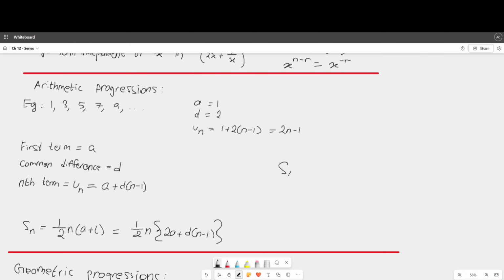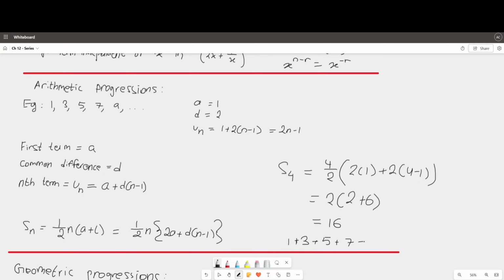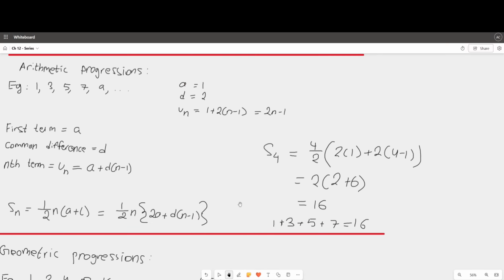Let me just give you an example. Let's say S4 will be, so 4 by 2, 2 into 1 using this progression here, plus d n minus 1, that is 2 into 3, 6, so that gives us 8, and then 16. So if we were to actually check, let's say 1 plus 3 plus 5 plus 7, if you do this it gives you 16. 16 is, well, equal to 16. So that formula also works. You can check this for how many numbers you want.